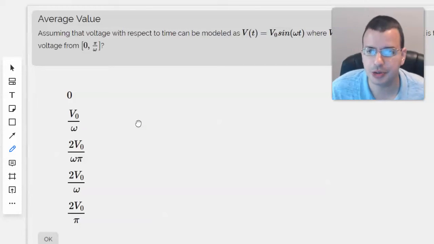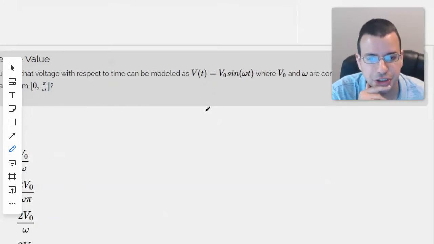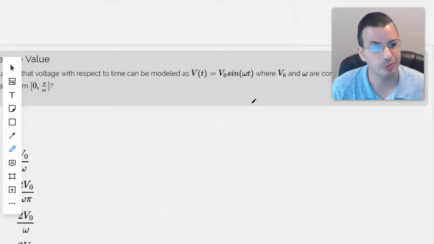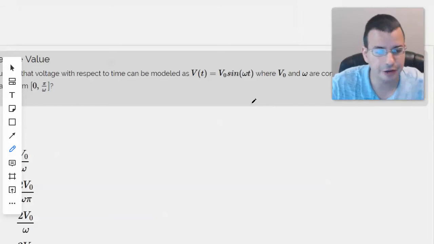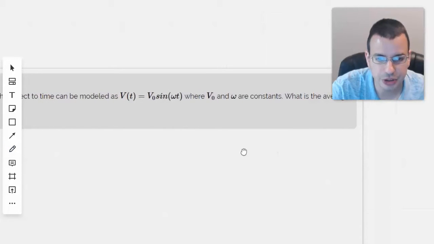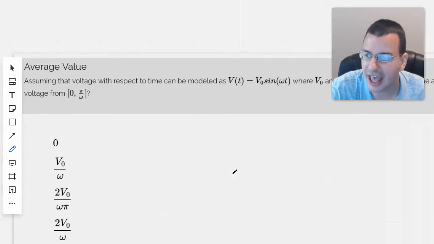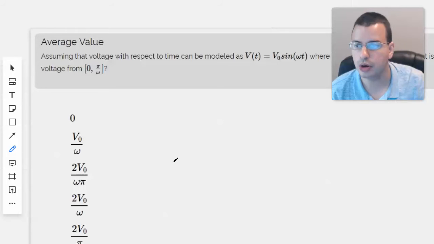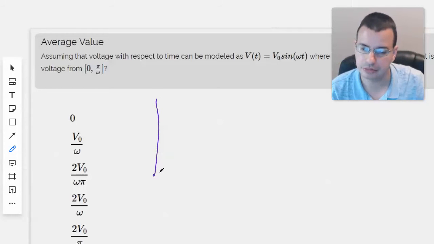Assuming that voltage with respect to time can be modeled as V(t) equals V naught sine of omega t, where omega is probably the angular frequency, and V naught and the angular frequency are constants. What is the average voltage from 0 to pi over omega? Okay.